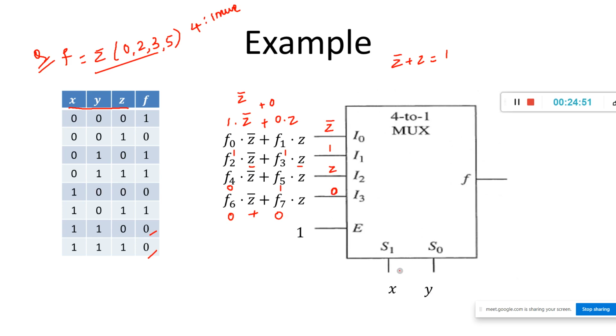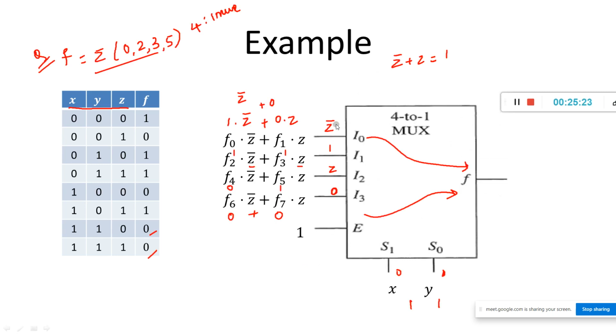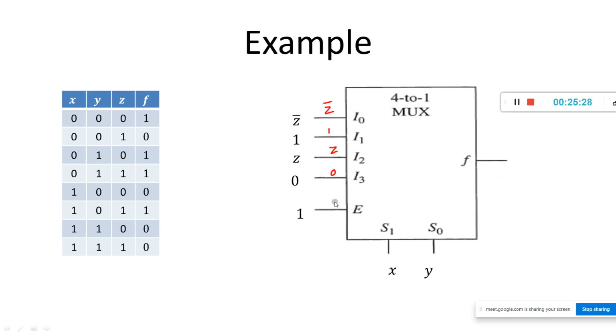Depending on the select lines, if it is 0, 0, z bar is selected and then it is transferred to F. If it is 1, 1, I3 is selected, then it is transferred to F. So depending on the select lines, particular data lines will be selected and then transferred to the F output line. Same thing is written here. Here we got z bar, here we got 1, here we got z, here we got 0. In the previous slide you can see it is z bar, 1, z, 0. Same thing is written here.